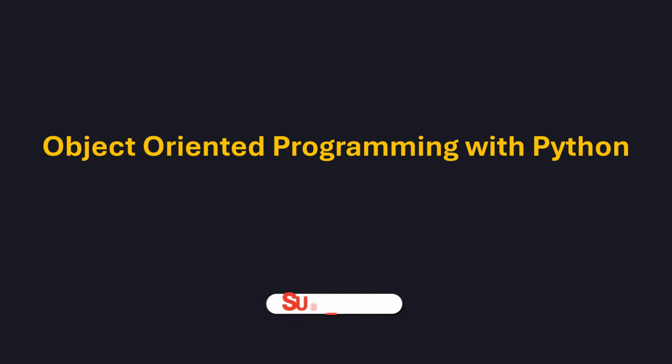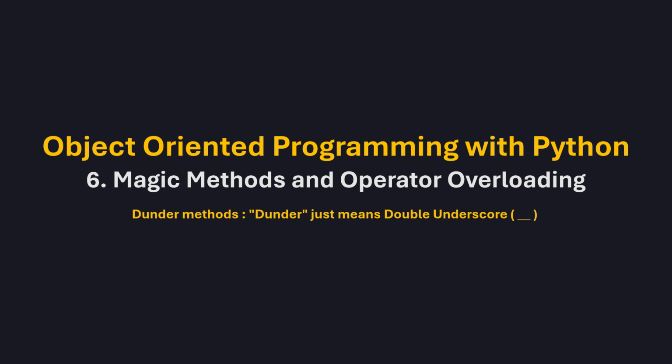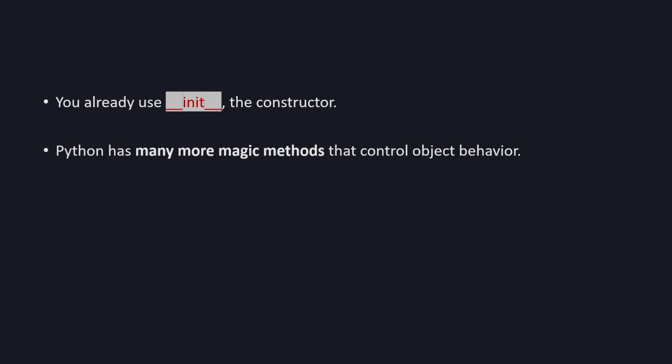Welcome back to day 6 of our Python object-oriented programming series. In this episode, we are diving into one of my all-time favorite topics, magic methods, also known as dunder methods. Dunder just means double underscore, because they all start and end with two underscores, like double underscore init double underscore. You have already been using one, the constructor, but there are dozens more, and they are Python's way of letting you define the magic behind your objects.